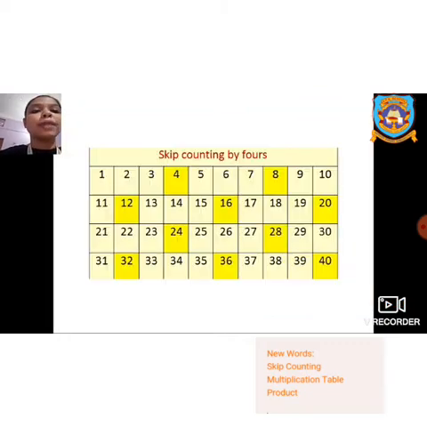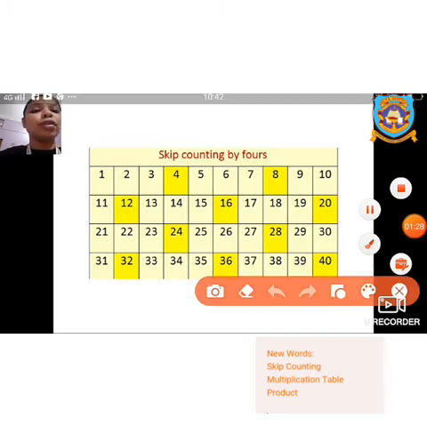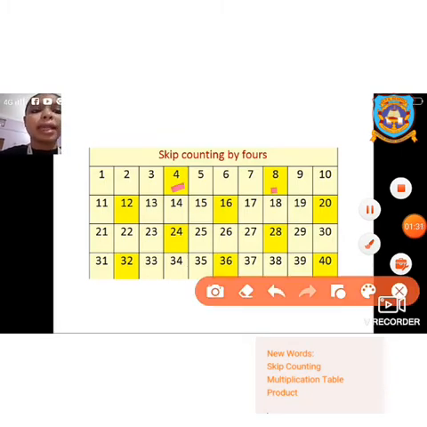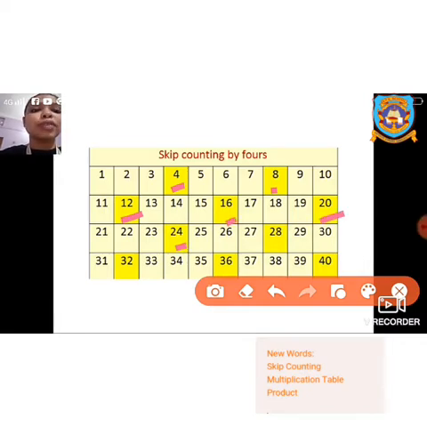Now I have told you children that skip counting by 4, and not only by 4 but by any other number, helps us in the multiplication table. Okay, so from 0 I have started, I landed on 4, then 8. After 8 I'll get 12, then 16, then 20, then 24, then 28, then 32, then 36, then 40. Okay, so these are the numbers I will get on a number line. Suppose I draw a number line from 0 to 40. So these are the numbers I will get when I do skip counting by 4.